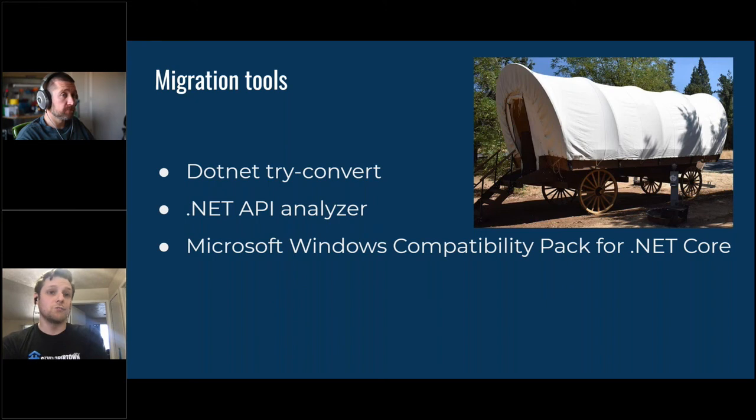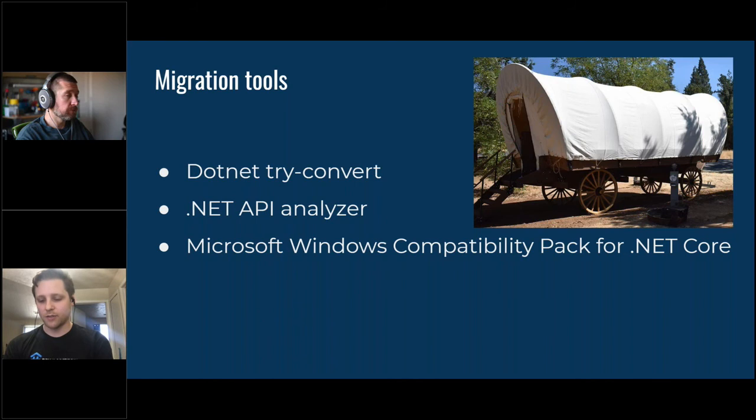One concern you can have with that is that if you're switching to Core because you want to target additional platforms like Linux and Mac OS, then you're going to be utilizing APIs that are Windows specific and are going to throw platform not supported exceptions on whatever platform you're actually trying to target. So they do recommend using the API analyzer if you're going to do that.